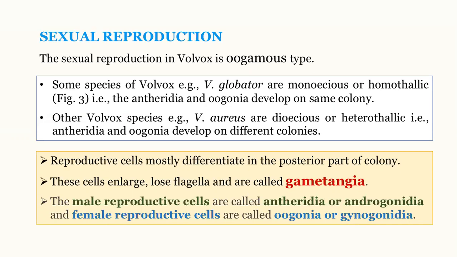So why is the sexual reproduction called oogamous? It is because one of the cells, that is the male cell usually, will be smaller in size, and in this case it is motile, while the female cell is immotile and will be larger in size.